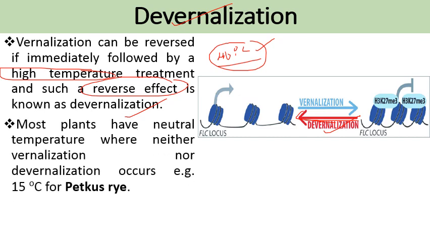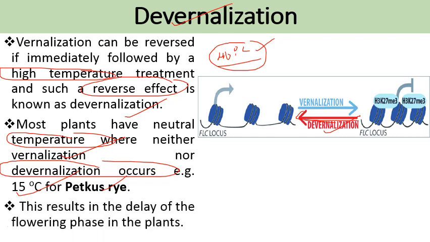Most plants have a neutral temperature where neither vernalization nor devernalization occurs. For example, 15 degrees Celsius for Petkus rye. So there are plants which have a range of temperature जिसमें ना ही vernalization का effect show होता है और ना ही devernalization का process show होता है. That temperature is known as neutral temperature. For example, we have Petkus rye जिसका neutral temperature है 15 degrees Celsius. This results in the delay of the flowering phase in plants. और इसके रिजल्ट से जो फ्लावरिंग फेज है वो डिले हो जाता है. It means the plants continue to grow vegetatively.